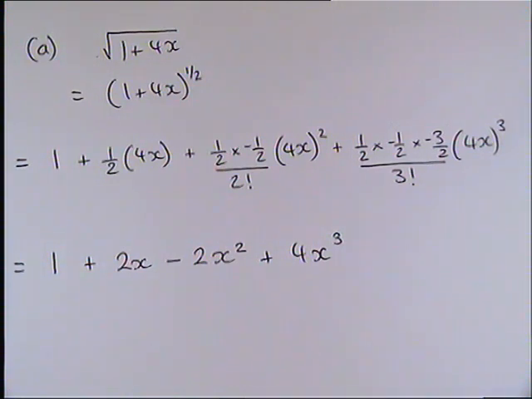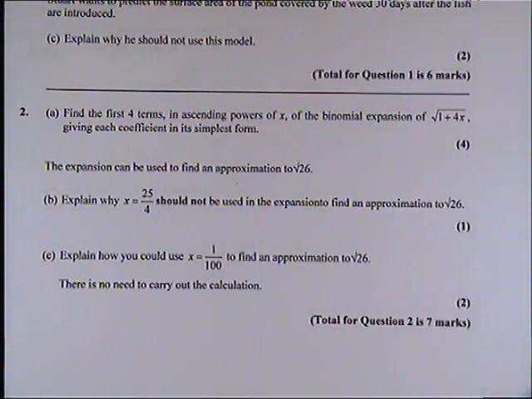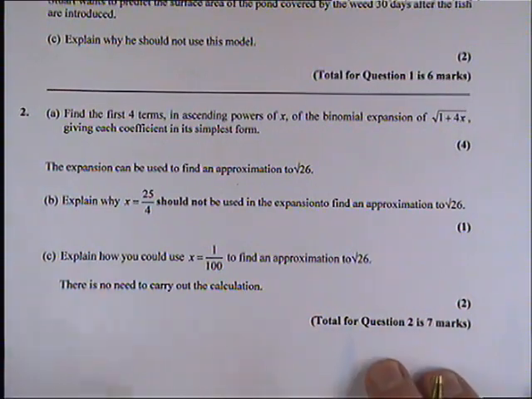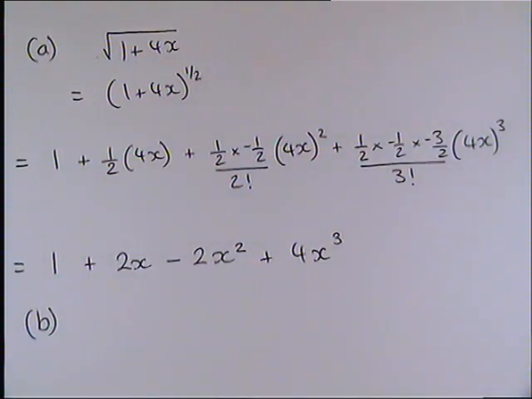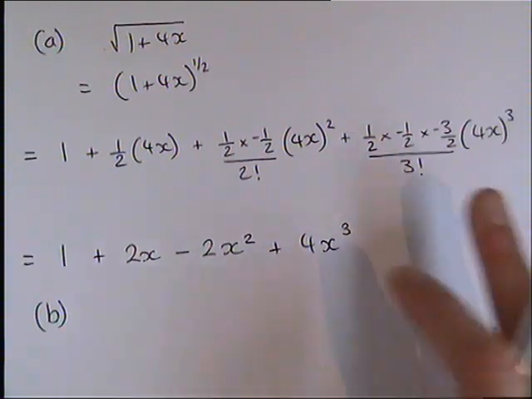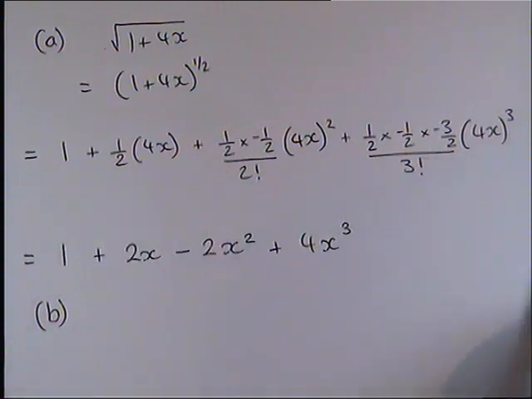Okay, let's have a look at part B. It says explain why x equals 25 over 4 should not be used in this expansion. For this, you need to know that whenever you're doing the binomial expansion for fractional or negative powers, in other words, anytime that you get this infinite series of terms, you cannot use a value of x which is going to cause the expansion to be divergent. Your value of x chosen must cause the expansion to become convergent.